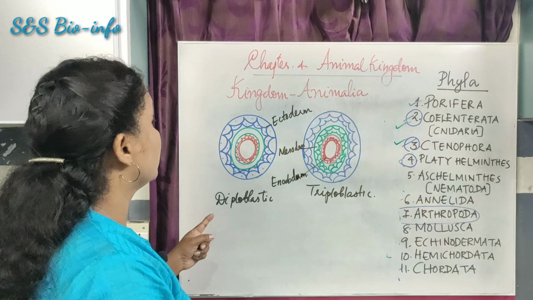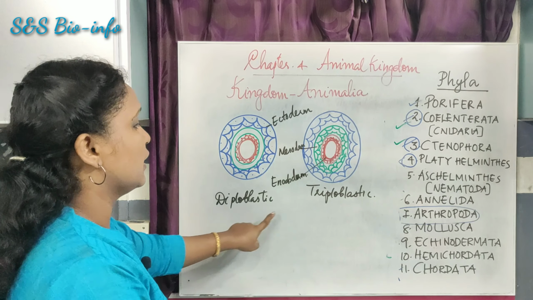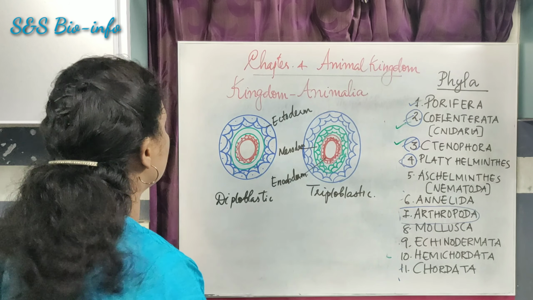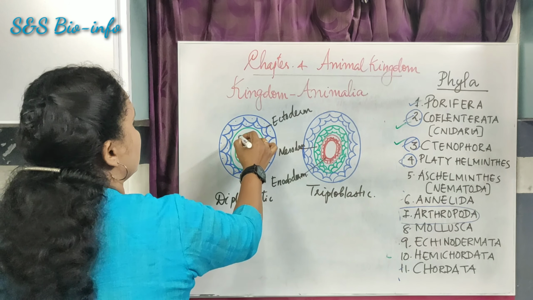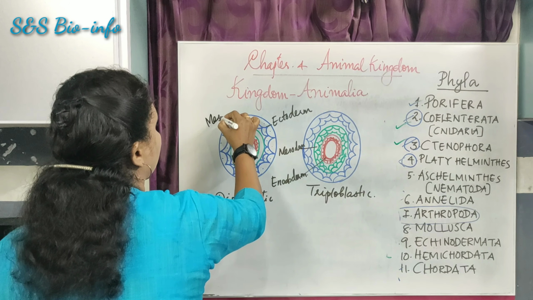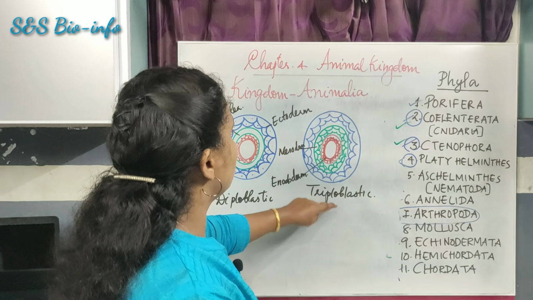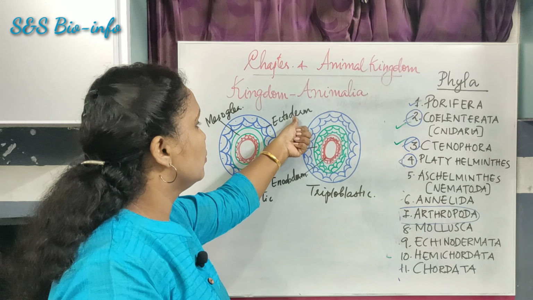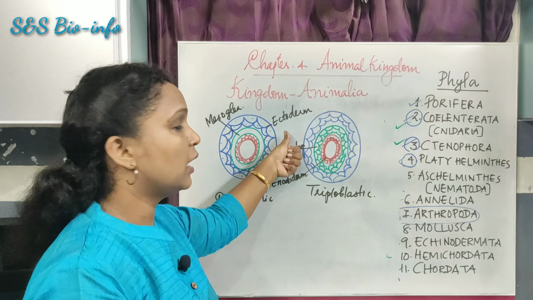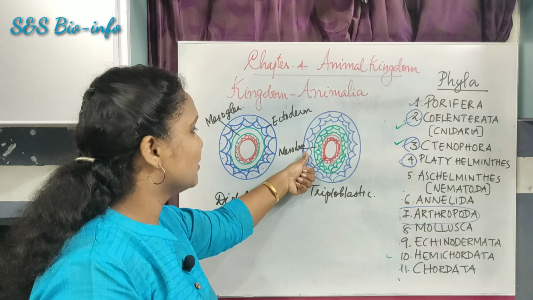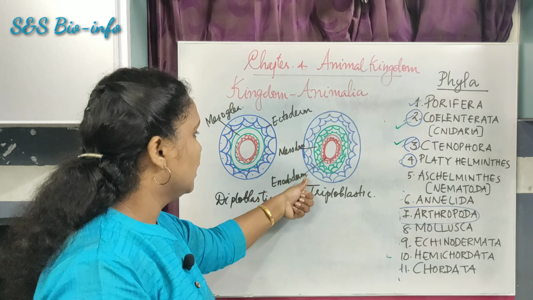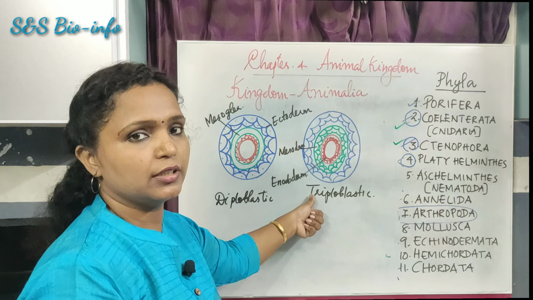This is a diagrammatic representation of the diploblastic and the triploblastic conditions. This is the diploblastic condition with the mesoglea. This is the triploblastic condition with the 3 germ layers. The outer ectoderm, the blue color part. The green color represents the mesoderm, the middle mesoderm, and the red part represents the endoderm.